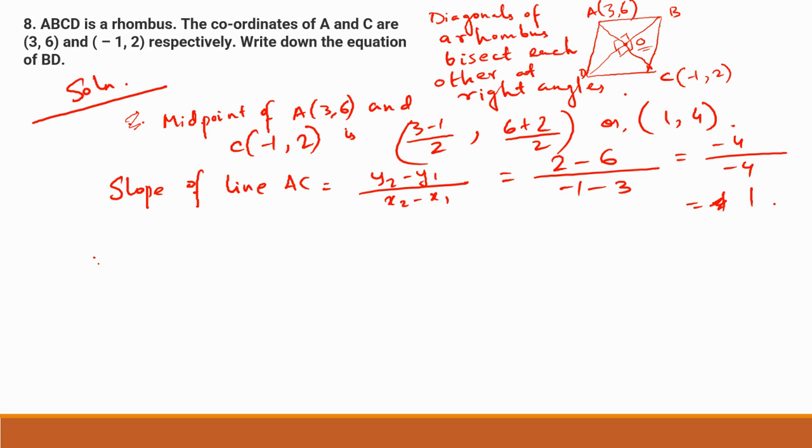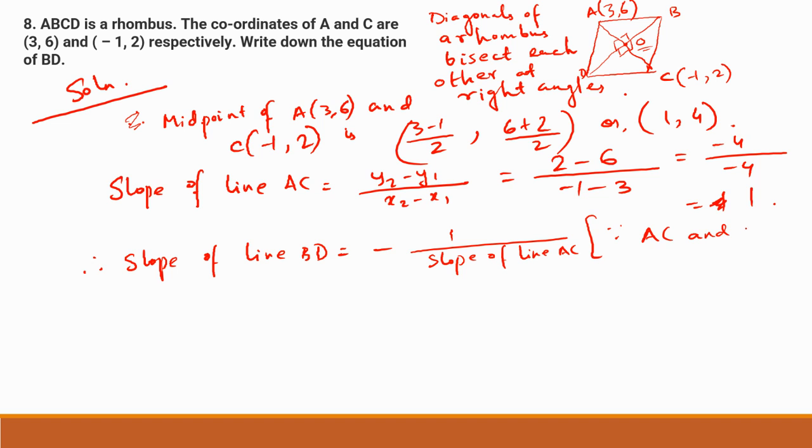Alright. Now therefore slope of line BD equals minus 1 divided by slope of line AC, right? Since AC and BD are perpendicular to each other. Hope this is clear to you. So slope of BD is minus 1 divided by slope of AC. AC you got the slope as 1. So you will get the slope of BD as minus 1, right?